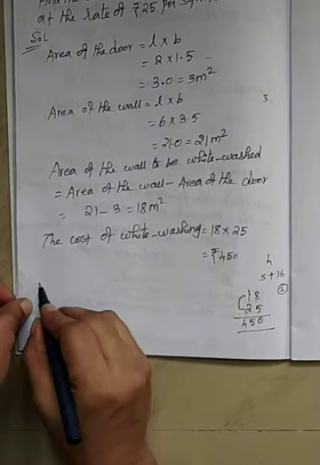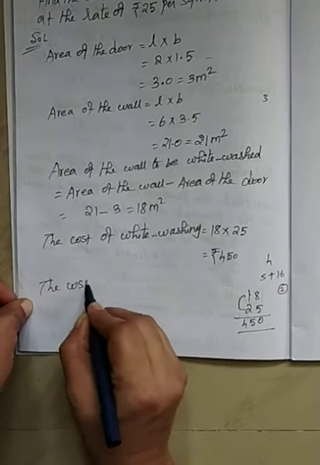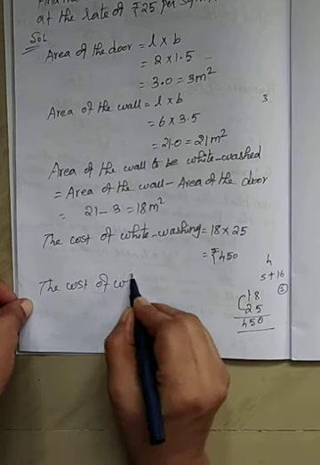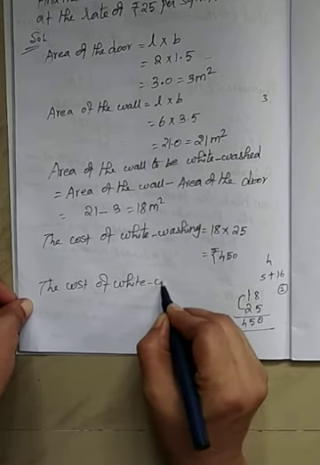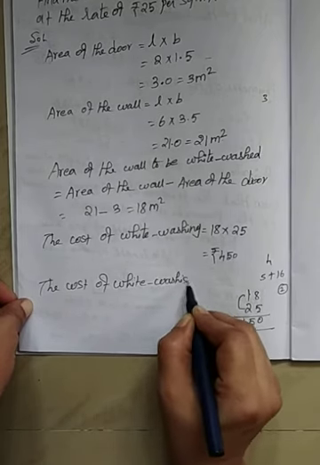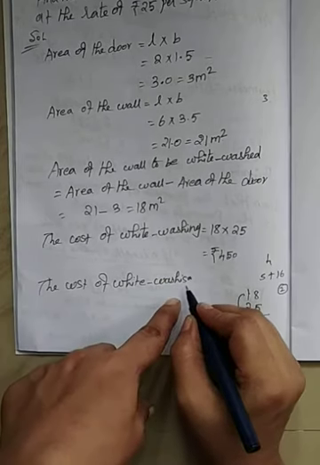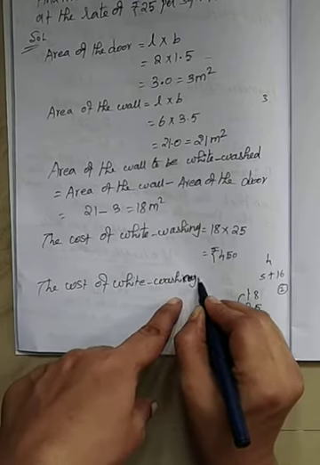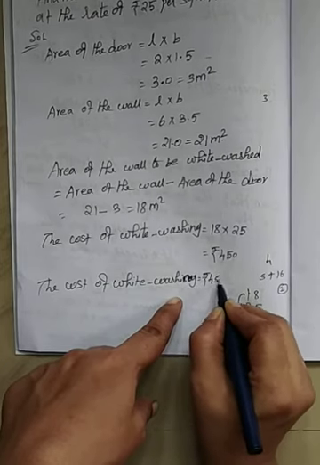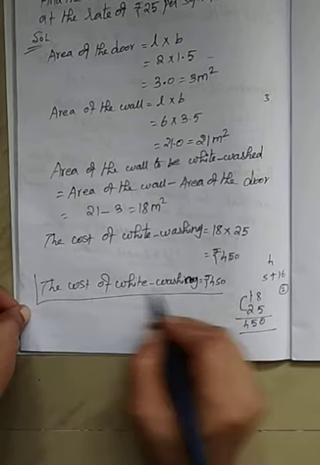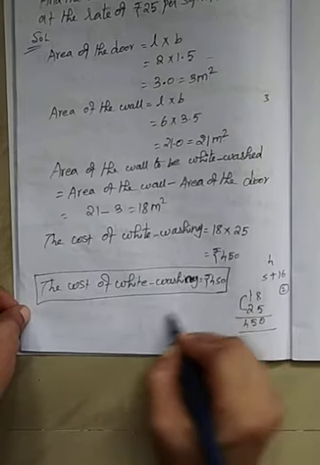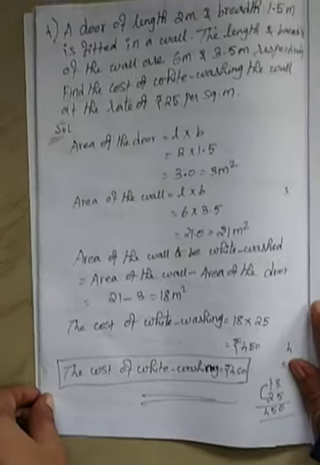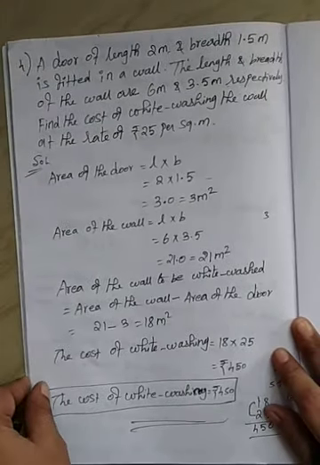Everybody clear? So the cost of whitewashing is rupees 450. This is your answer. Everybody clear?